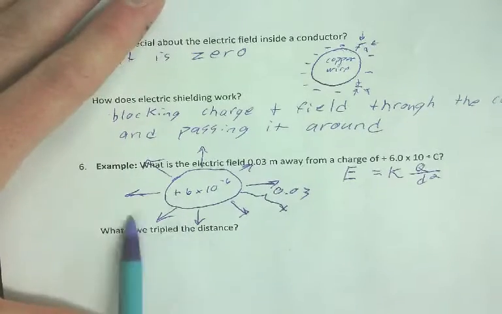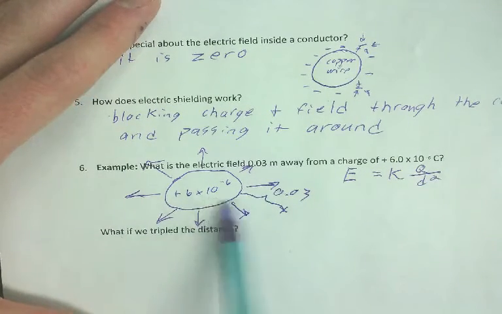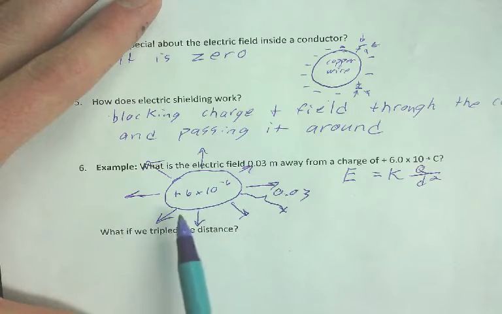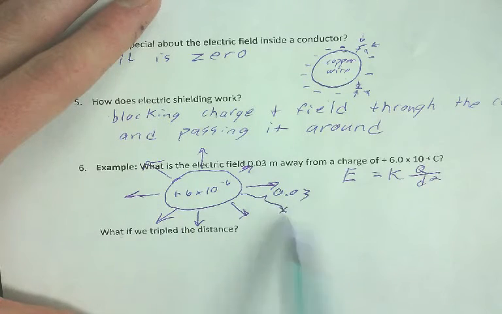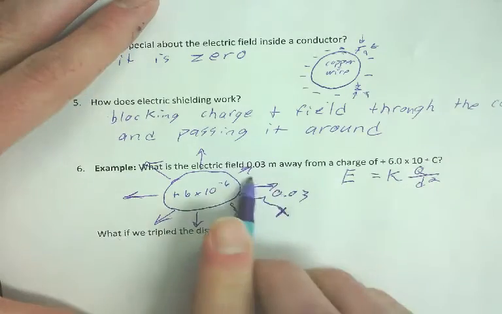So we're trying to find the electric field 0.03 meters away from a charge. I drew the charge, and I drew the arrows away because electric fields leave positive charges. And I marked some distance x that is, in this problem, 0.03 meters away.